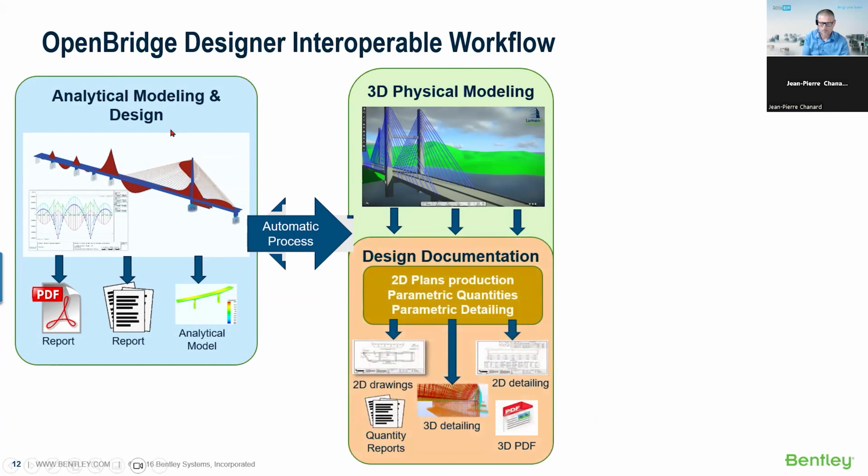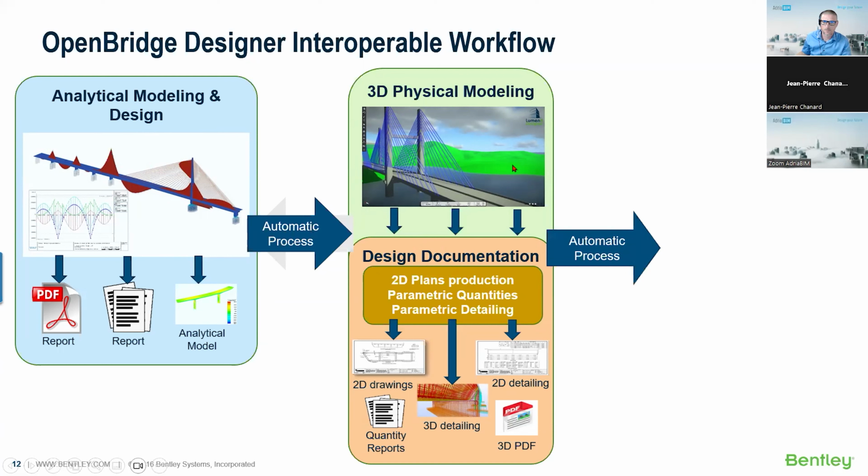At the same time, from this 3D physical model, we generate all the design documentation. That means 2D plans, quantities, all that kind of thing. And what you need to understand is that all of this is at the same time. So even if we have already generated some design documentation, we can still update the analytical model and update the physical model. In that case, the documents will be updated automatically.